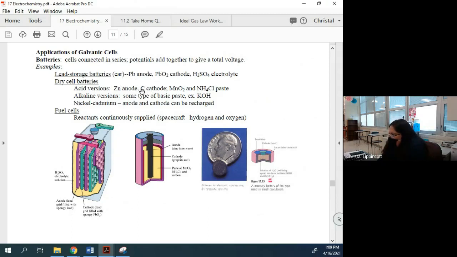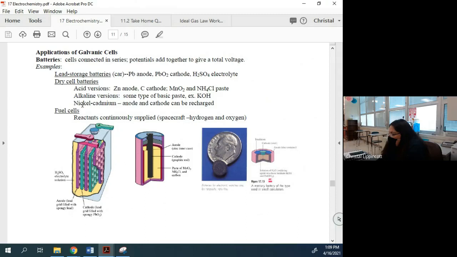There's also these acid versions with zinc anodes. You can have a carbon or graphite cathode. And then you've got a paste in there. And then you've got your alkaline batteries. These typically will have some sort of paste in there that would be like KOH. And that's what makes them a base. And that's why after time, sometimes they start to eat away at the metal, right? Have you ever seen a battery where it's got that white pasty stuff on it? Yeah, that's because the metal's gotten eaten away by this strong base.